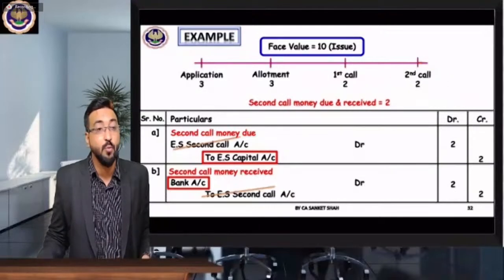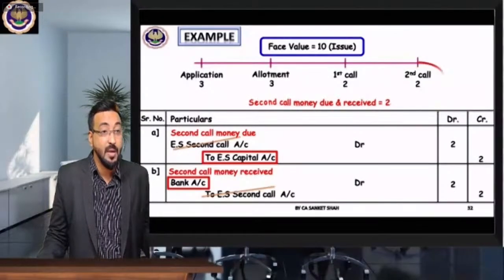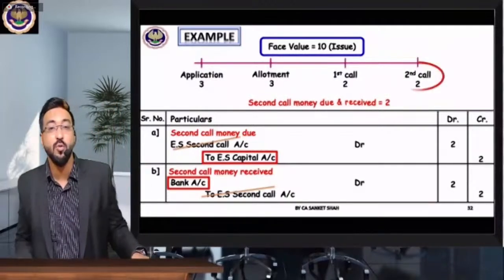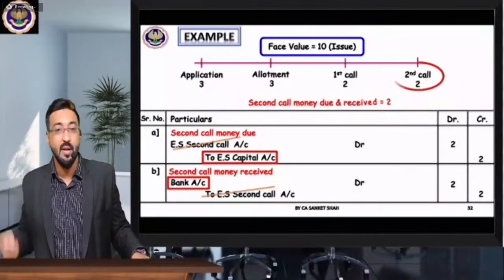Whether we want to put that account permanently in the balance sheet, application account, or we want to cancel it. If you want to cancel it, you will give debit and the capital account is credited.